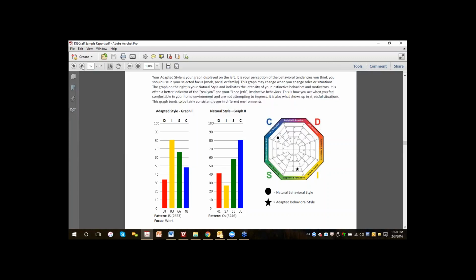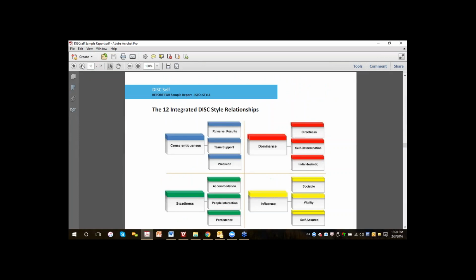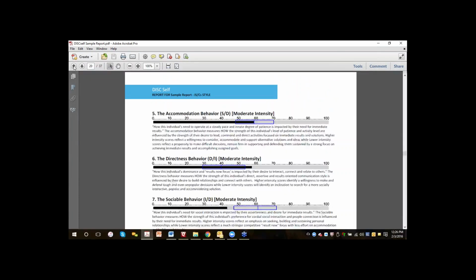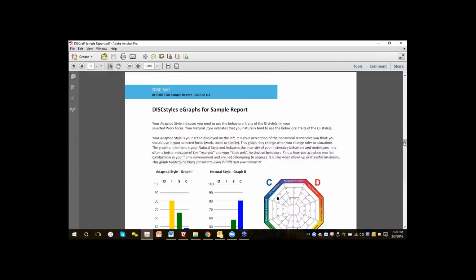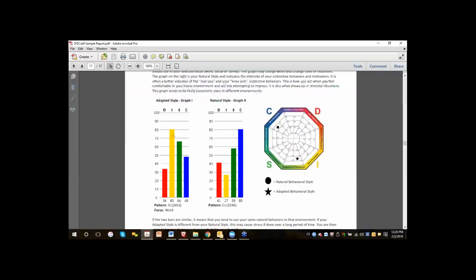So I got that part. What do I tell the client about what that means? I'm not sure I'm following you. It just means that this person is an IS style, primarily I, secondarily S. I'm not sure what else to tell you.